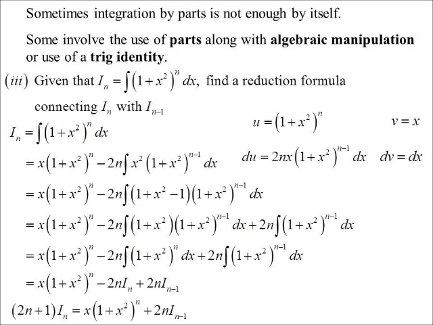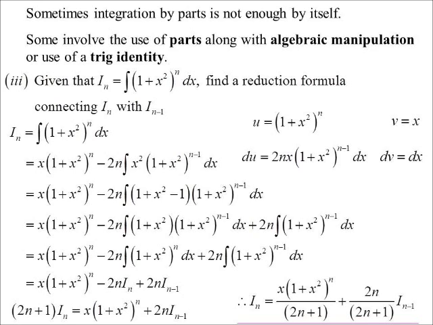All right, but I want I n to be the subject, so I'm going to have to move the 2n I n to the left-hand side. So I now have 2n plus 1 lots of I n, and divide by the 2n plus 1, and I get that lovely formula there. So that one involved algebraic manipulation.